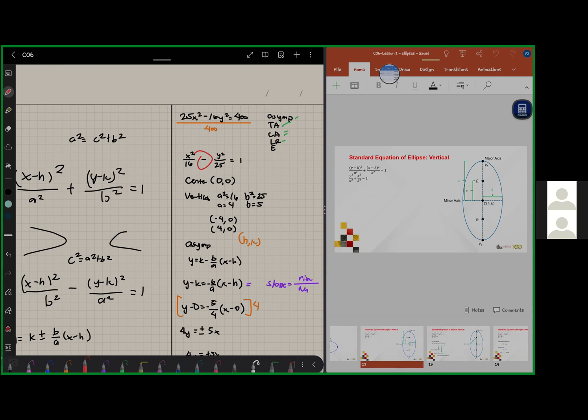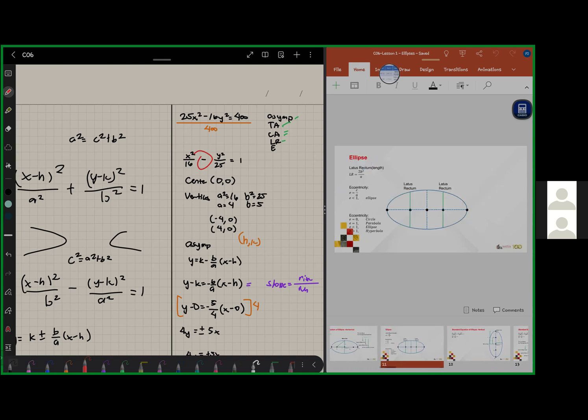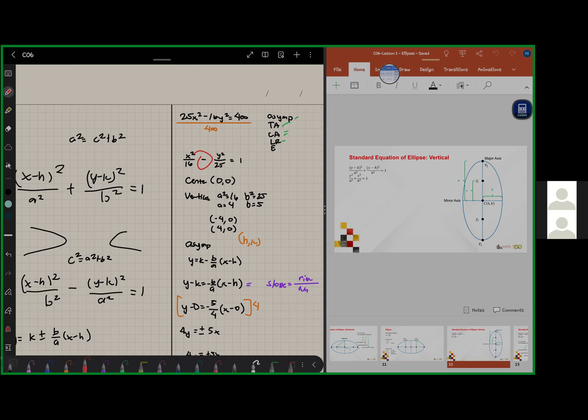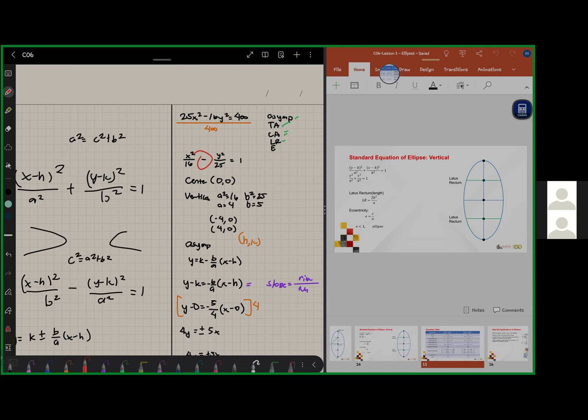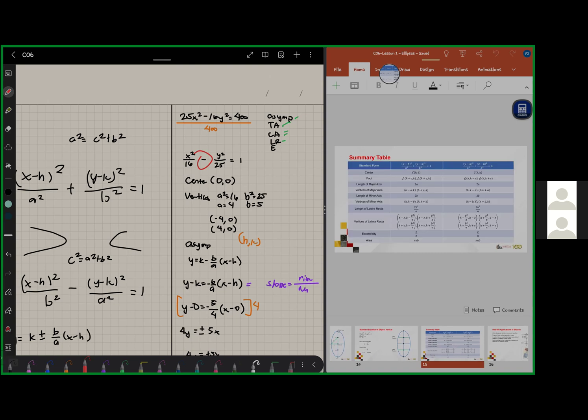So here naman is the formula. The numerators will just change if it is an ellipse, since the major axis will be a squared naman. It will still be a squared. However, if the major axis is along the vertical, then y minus k squared should be above our a squared. Same value. So here's the summary naman of our values. The length of the latus rectum for both ellipses and hyperbola is 2b squared over a.